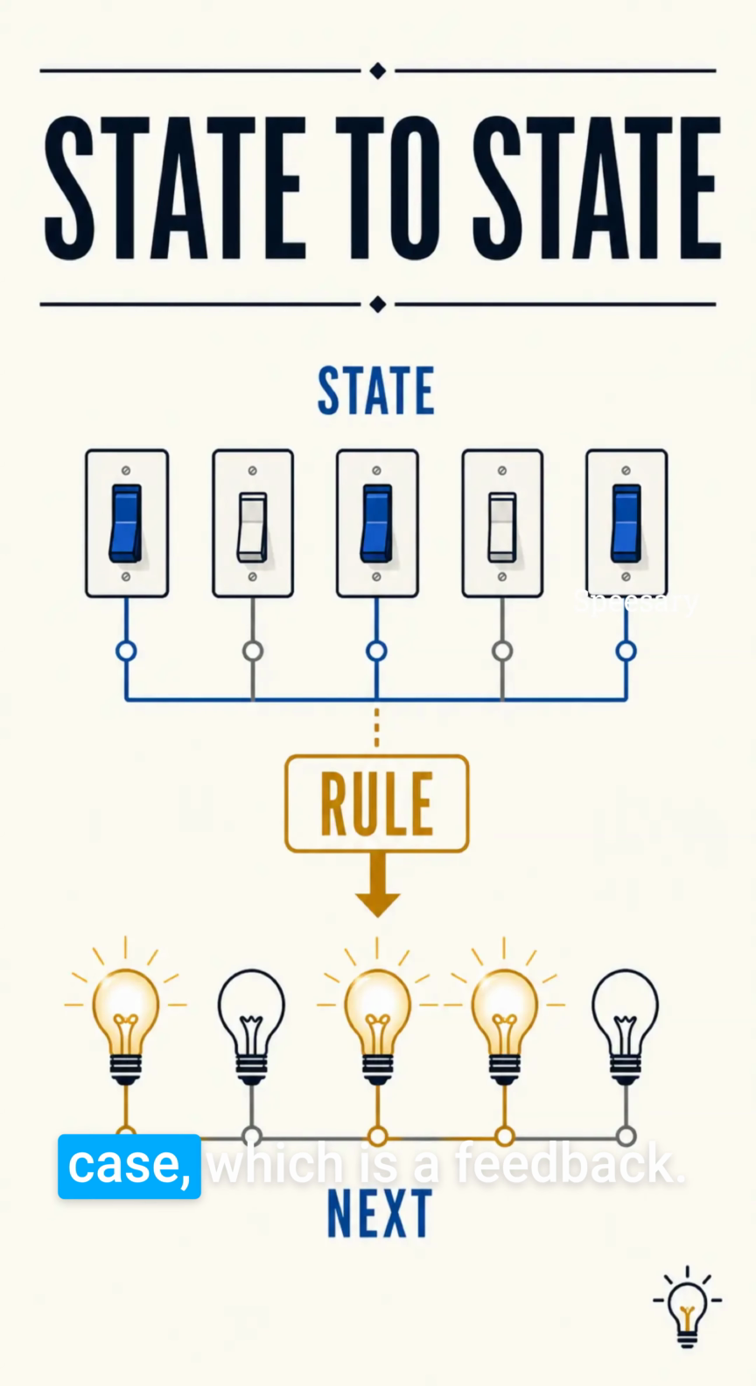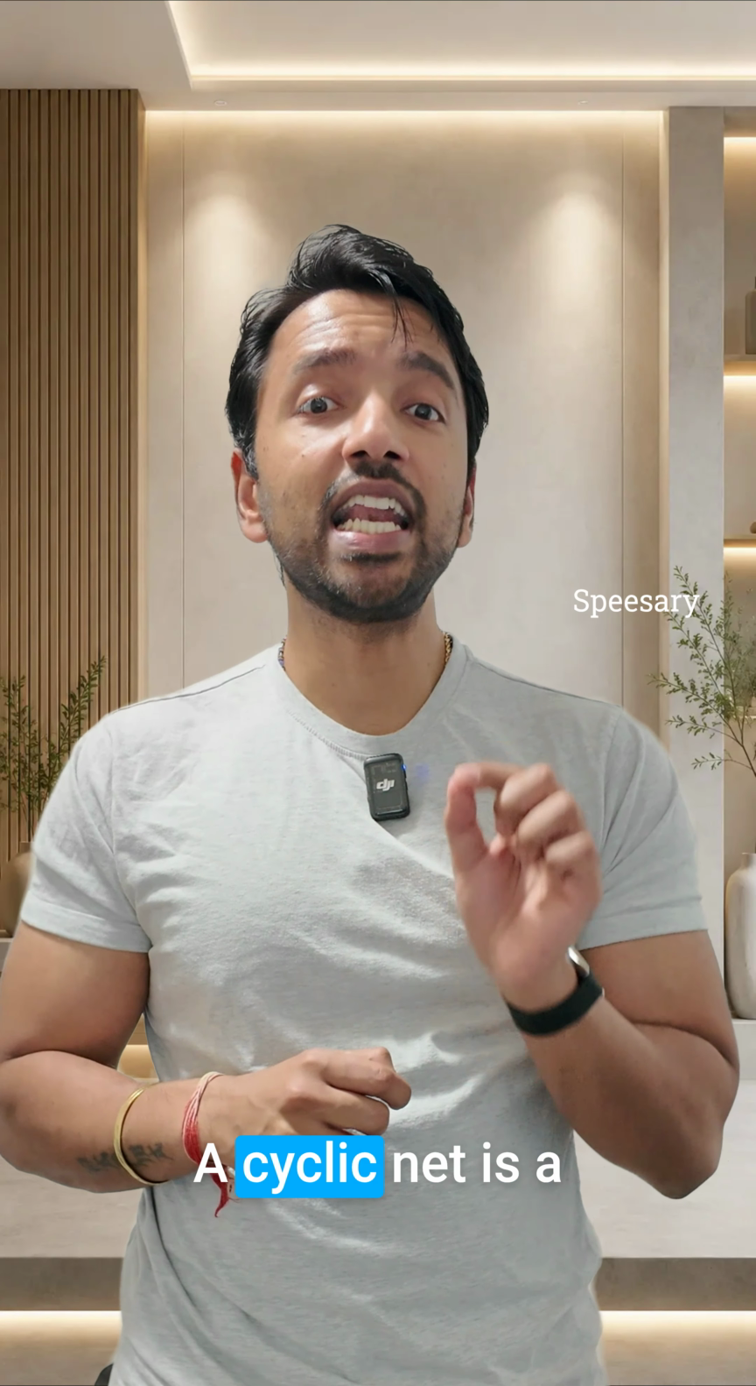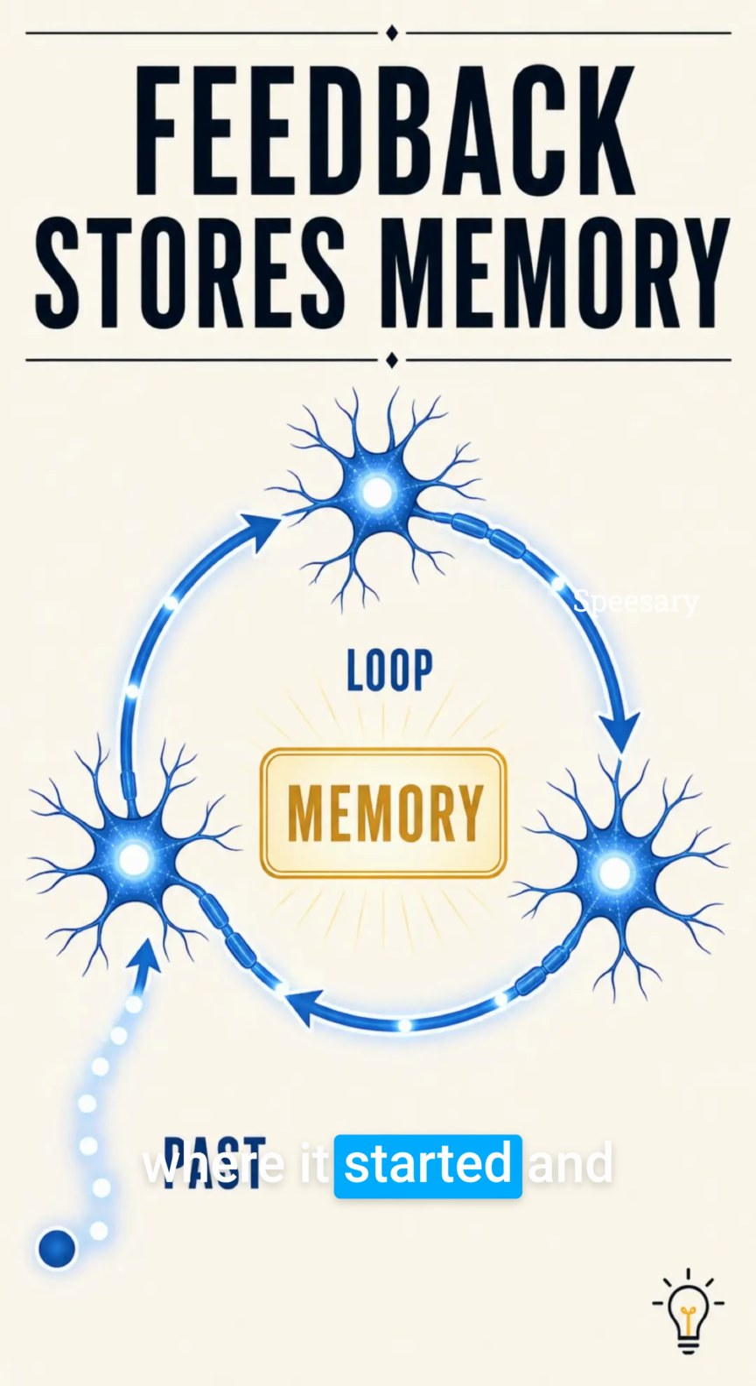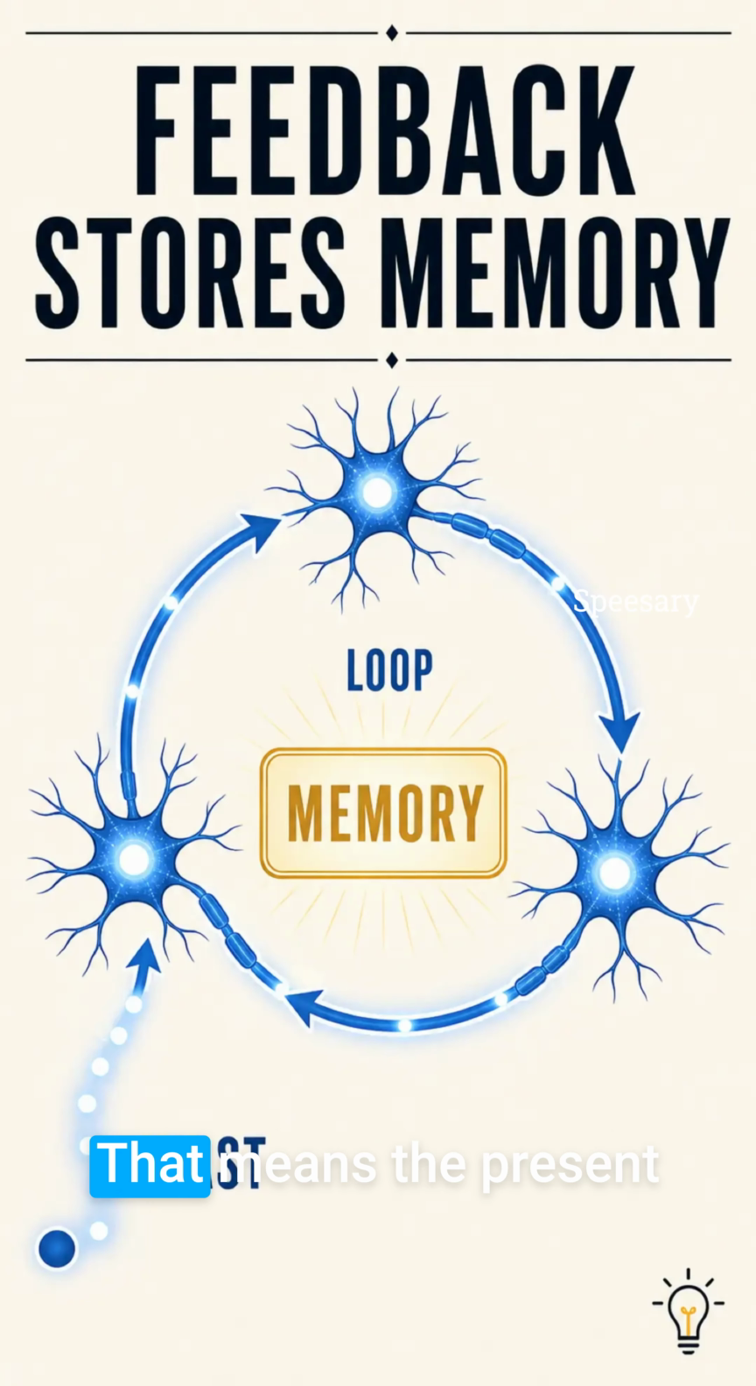Then comes the hard case, which is feedback. A cyclic net is a network with loops. Activity can return to where it started and keep reverberating. That means the present may depend on an indefinitely long past. Suddenly, the network has a primitive kind of memory. This is where history starts to matter.